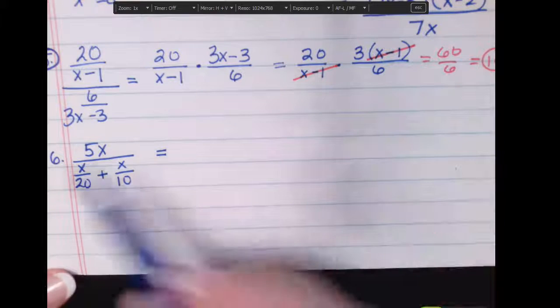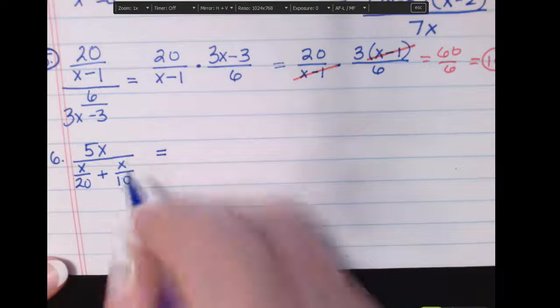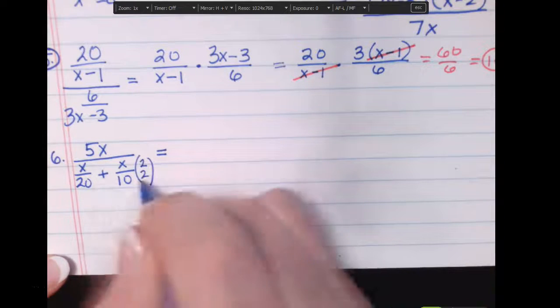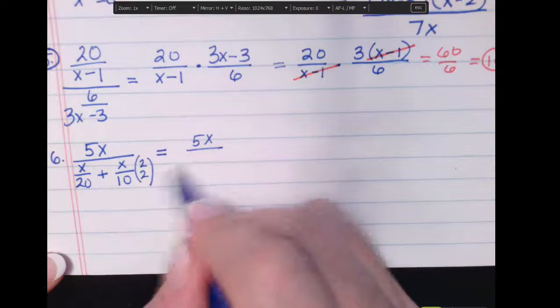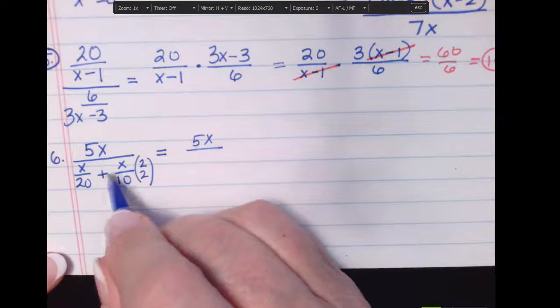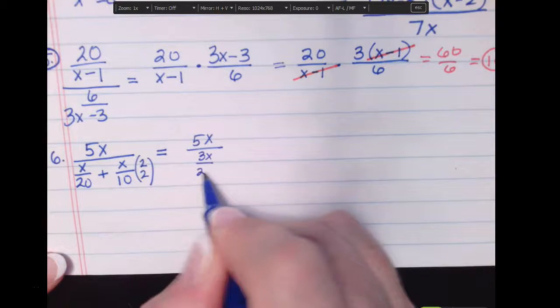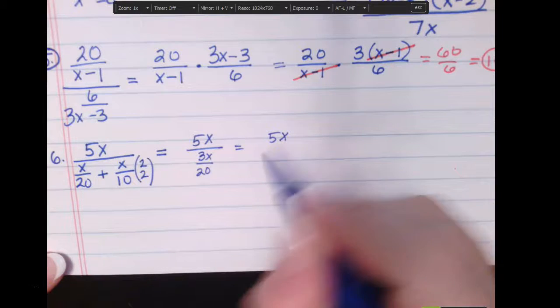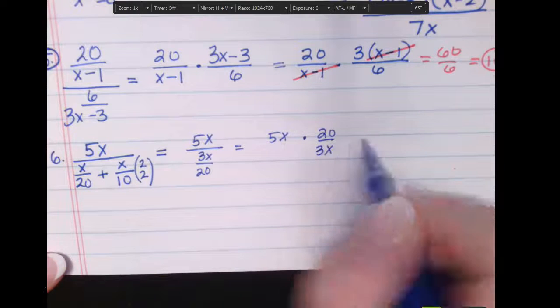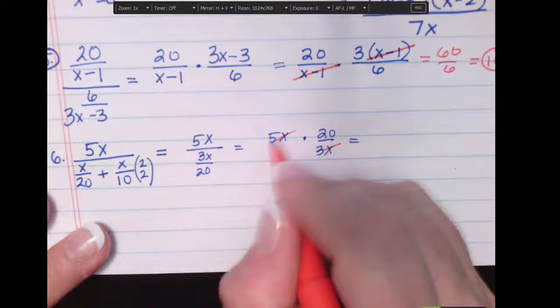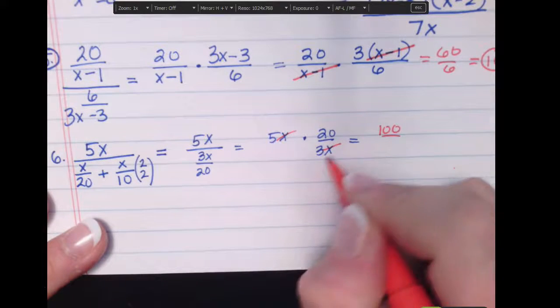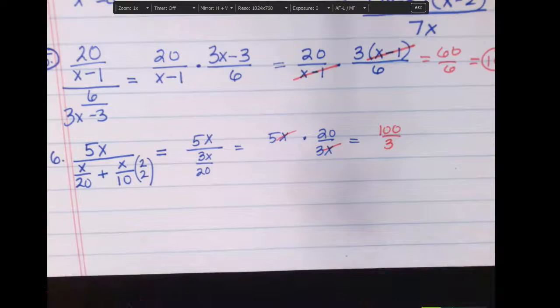So I've copied problem number 6, and it's going to be similar to the others in that I need to get a common denominator on the bottom so that I can add those two expressions. So if I multiply the second term times 2 over 2, I get x plus 2x, which is 3x over 20. Now I'm going to do my division, which is to multiply by the reciprocal. So I can see that my x's cancel. But other than that, I've got 5 times 20 is 100, and then a 3 on the bottom. And that is as far simplified as it can go.